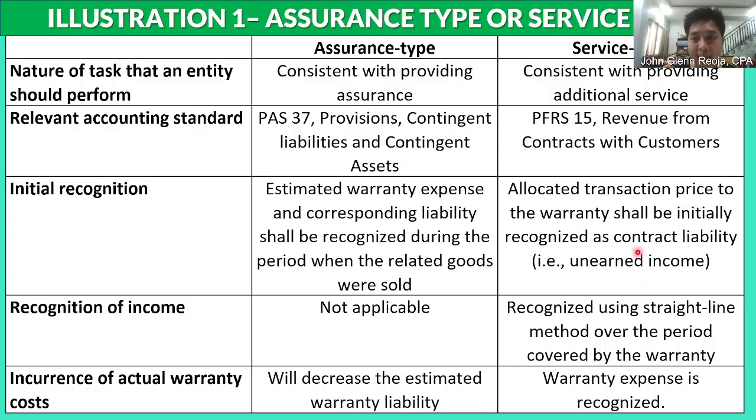So, later on, may example tayo dyan. So, it must be separated. No? The recognition of income not applicable under assurance type, while on service type or under PFRS 15, recognized using straight line method over the period covered by the warranty. Incurrence of actual warranty costs, no, it will decrease the estimated warranty liability, while under service type, warranty expense is recognized. So later on, marami tayong illustration for this one.